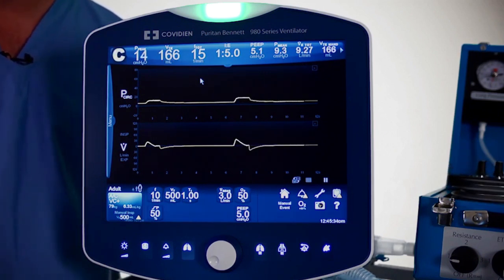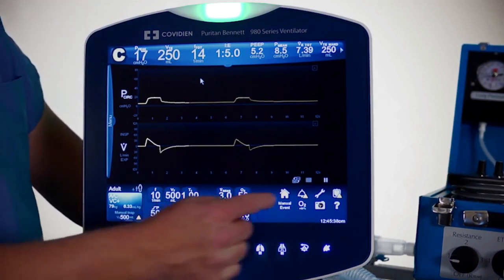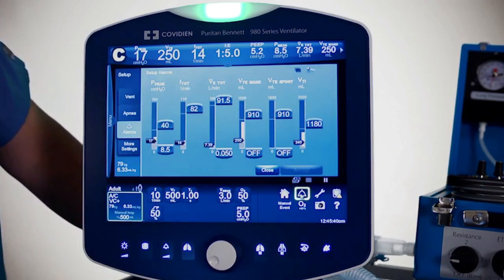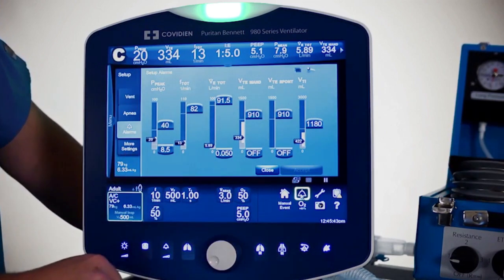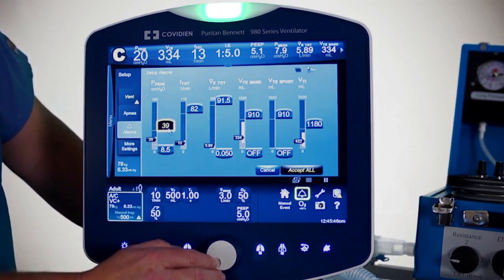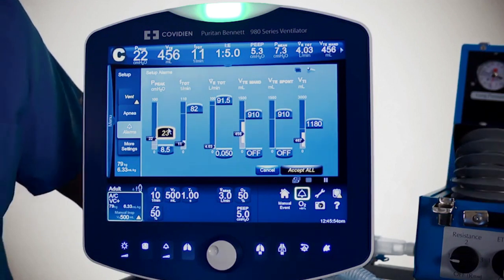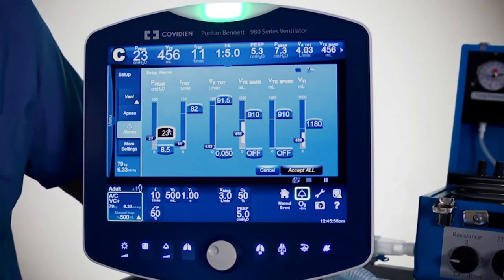Now finally, I want to take a little peek at the actual alarm strategies here. So I'm going to pull up the alarm screen. And there are a couple of key alarms that I want to talk about. One of them is the high pressure limit. So right now we're kind of coming up here. That high pressure limit can actually limit the amount of volume that will go to the patient from the ventilator.